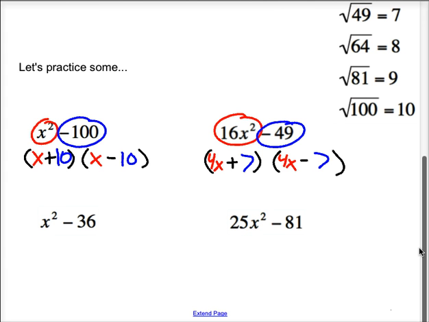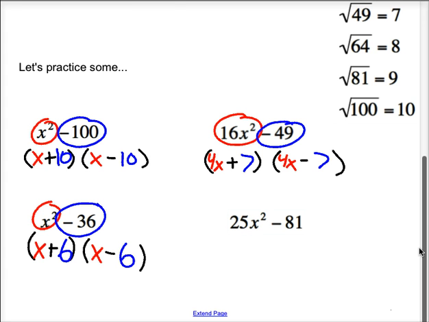All right, our next one. Again, I see two terms being subtracted, and that 36 draws my attention because I know it's a perfect square. So I start up with my structure, that plus and minus structure. What gives me x squared? Well, x and x. What gives me 36? Well, 6 and 6.